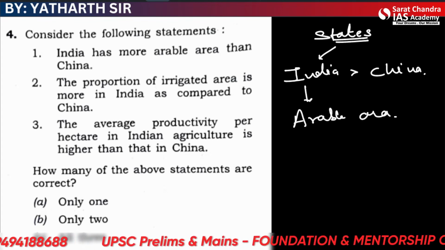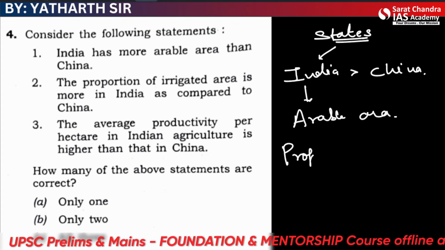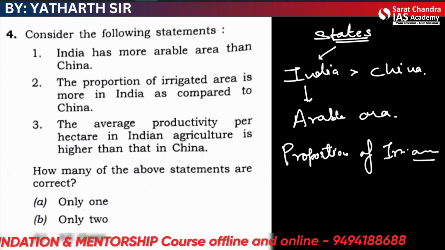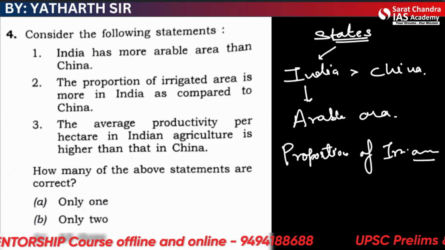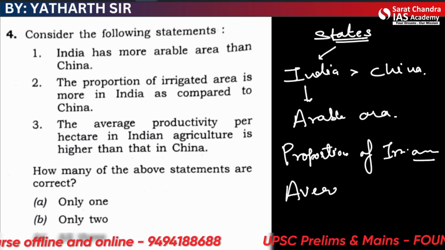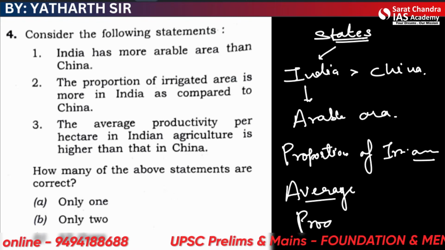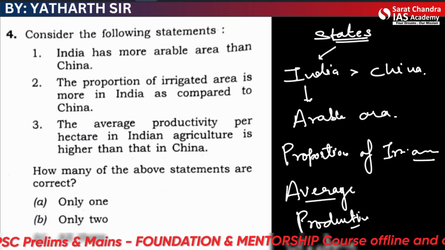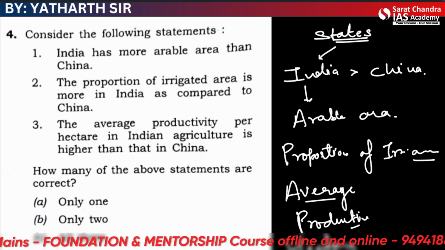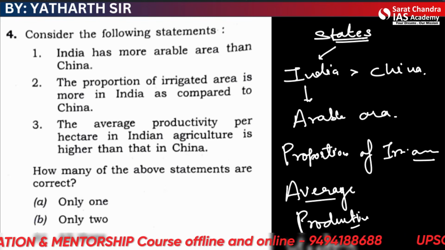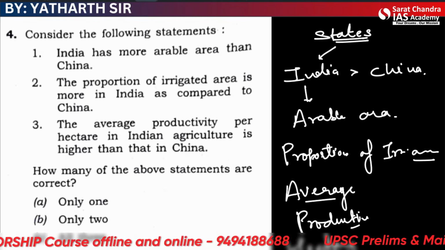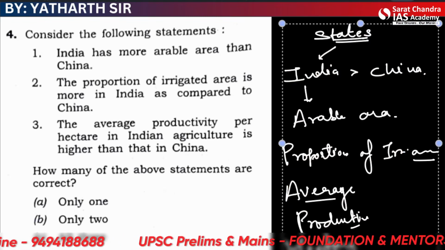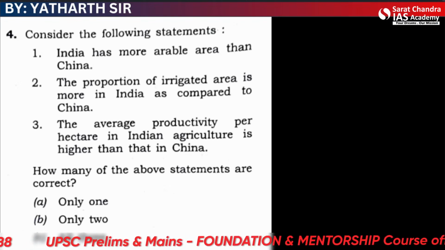Second thing is the proportion of the irrigated area. And third is the average productivity per hectare. So it puts India higher in comparison to China in all three aspects: arable area, irrigated area and average productivity per hectare. It also asks us how many of the above statements are correct.